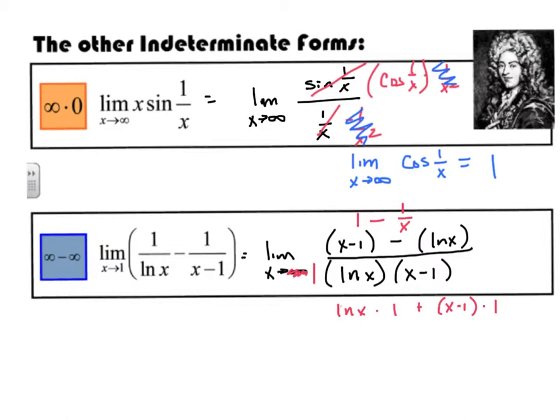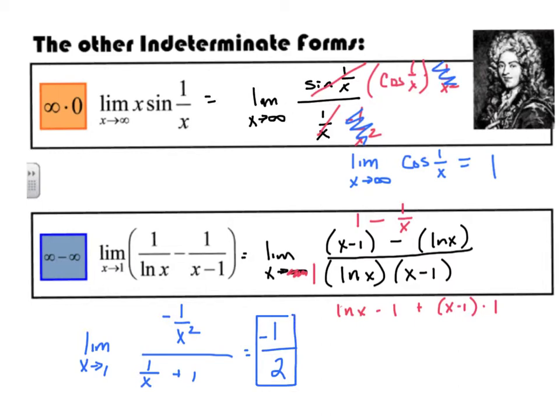Let me do the derivative. So derivative of 1 minus 1 over x is negative 1 over x squared. Derivative of natural log x times 1 is 1 over x. And derivative of x minus 1 is 1. We're still doing the limit as x approaches 1. So now I plug in 1, I get negative 1 over 1 squared. And I get 1 plus 1, which is 2. There's the limit. So it took L'Hopital's rule twice, but I was able to do it. Again, infinity minus infinity, we got the common denominator, and that gave us a L'Hopital's rule.